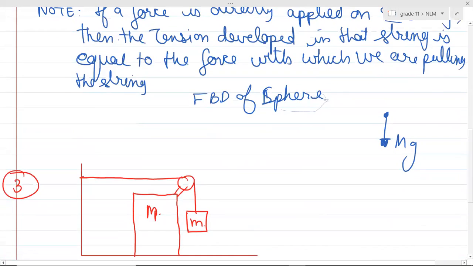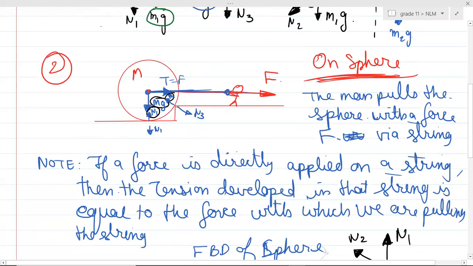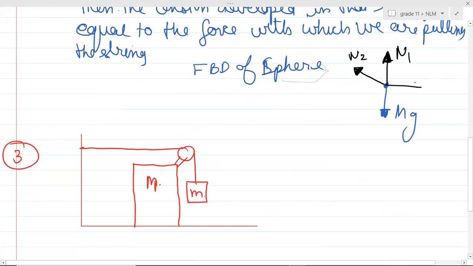So I'll draw these forces again. N1 acting in the upward direction and N2 acting at a certain angle. Yes or no? Apart from this, there is one more force which is the tension in the string. And please remember this tension will be equal to the force with which we are directly pulling the string. So either you can write T equals F or you can directly write F. Are you getting my point?